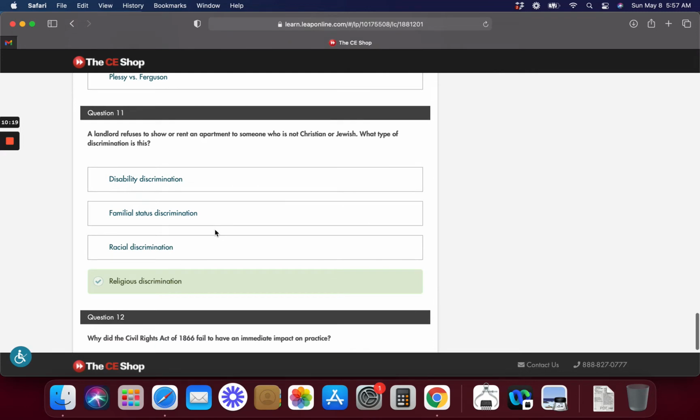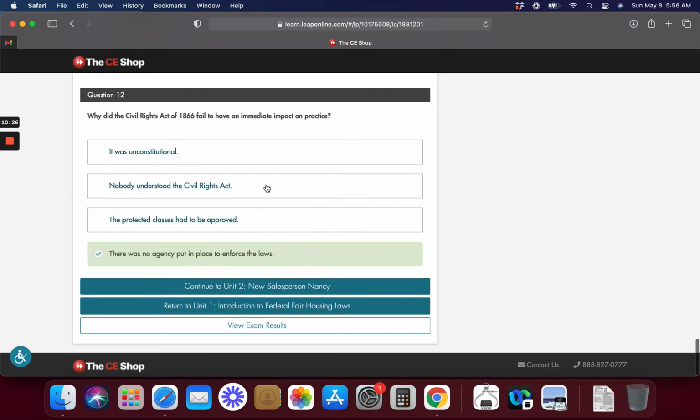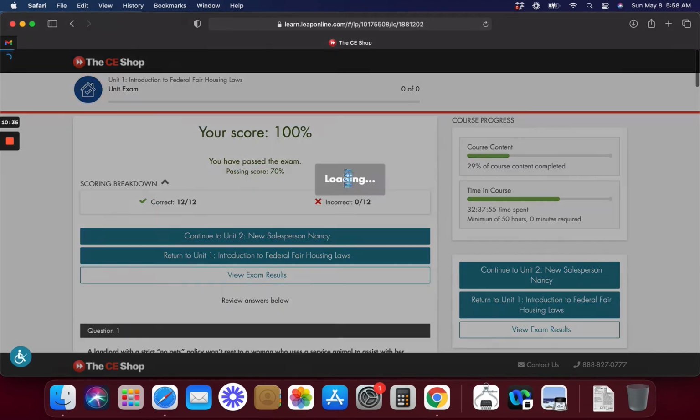All right, a landlord refuses to rent an apartment to someone who is not Jewish or Christian. It would be religious discrimination. That was kind of an easy one. Why did the Civil Rights Act of 1866 fail to have an impact? Because there was no agency in place.